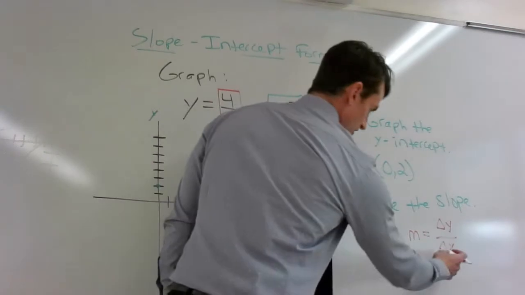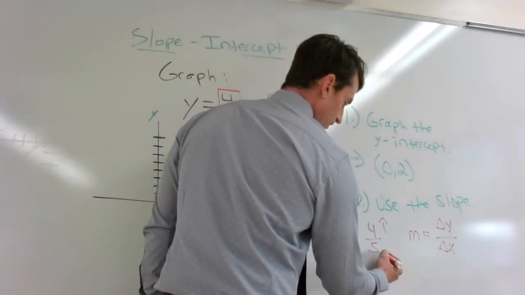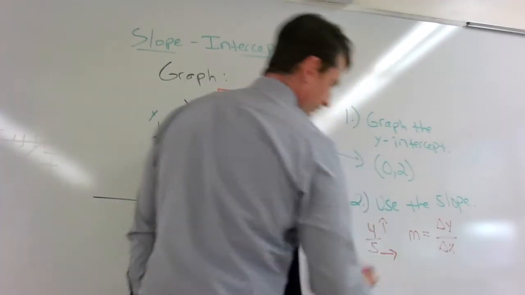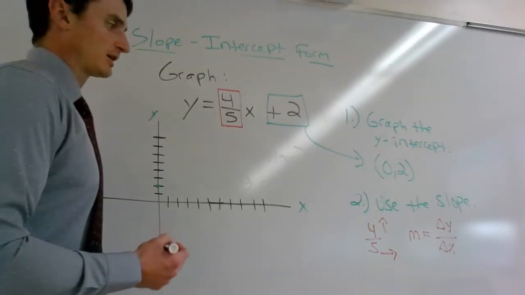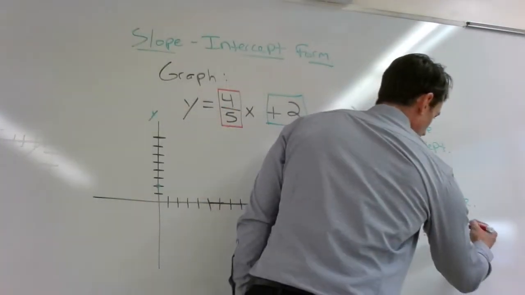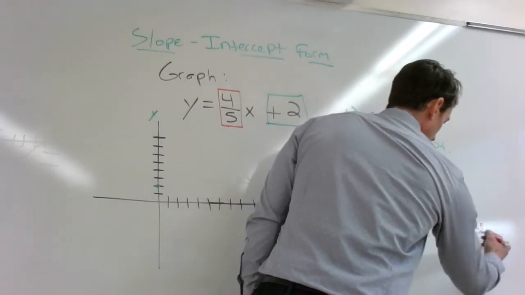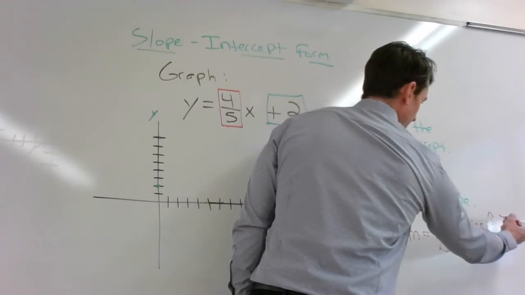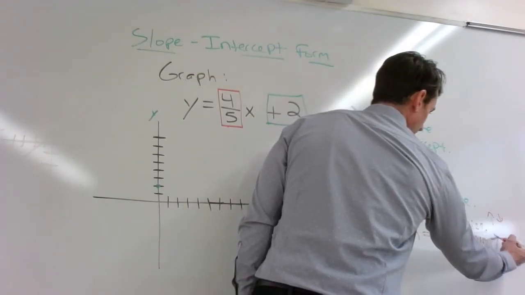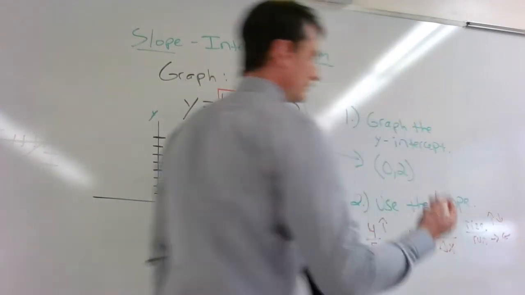And the bottom means the change in x, which means if it changes by 5, it goes over 5 to the right. Okay? Change in y over change in x. Another way you might see it is rise over run, just meaning that the top goes up and down and the bottom goes right or left.